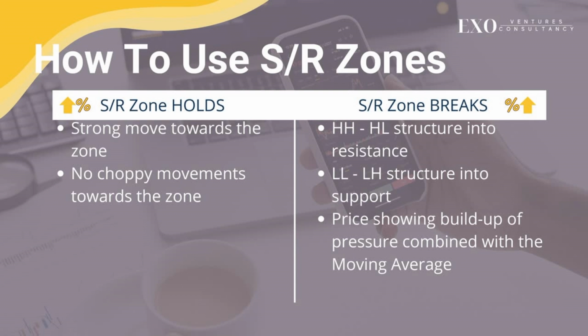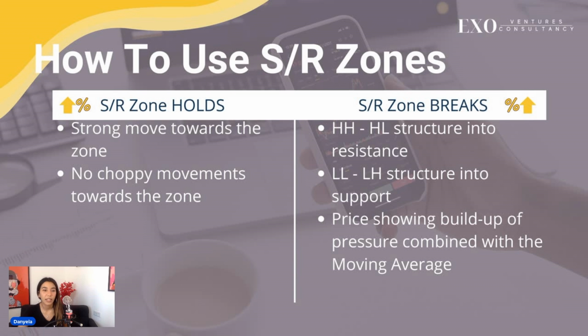Alright, so how do you use these support and resistance zones while you're trading? It's important to note that just like every other market data that you're using, it's about finding the highest probability of a trade working in your favor, right? So I have some points here on the support and resistance zone holding, what you should look for. And I also have on the right side points that you should look for that have the highest probability of the support and resistance zone breaking, right?